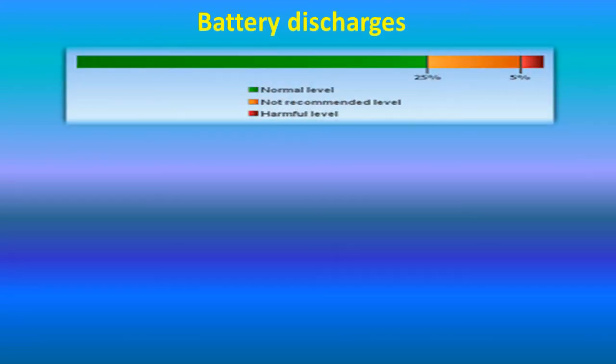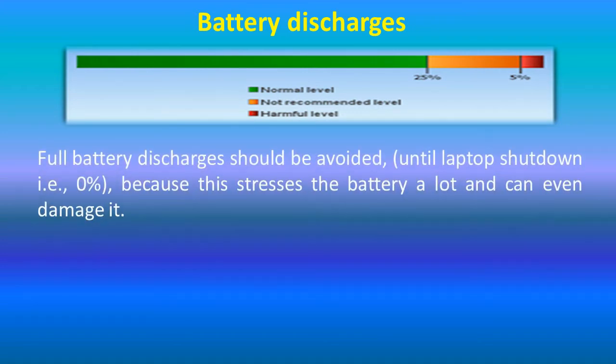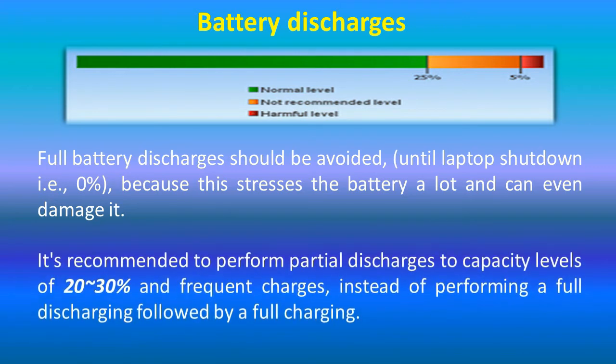Battery discharges. The screenshot shows normal level 25% and 5%. Normal level is shown in green, and in orange it is not recommended level, and red is harmful level. Full battery discharges should be avoided until laptop shutdown, that is 0%, because this stresses the battery a lot and can even damage it. It is recommended to perform partial discharges to capacity levels of 20 to 30% and frequent charges instead of performing a full discharging followed by a full charging.